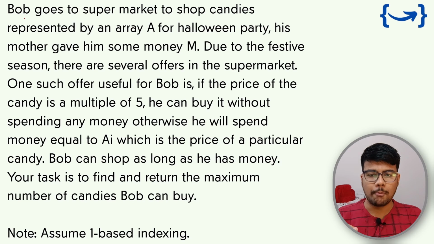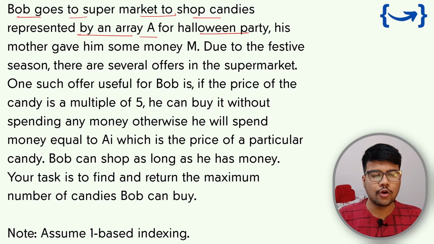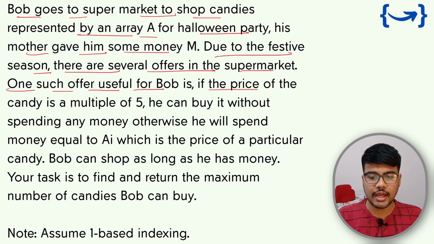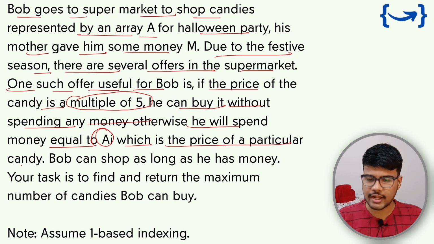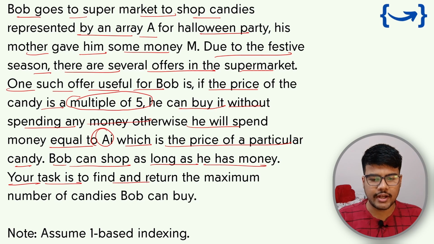Now, the second problem is: Bob goes to the supermarket to shop for candies, represented by array A, for a Halloween party. His mother gave him some money M. Due to the festive season, there are several offers in the supermarket. One such offer useful for Bob is: if the price of the candy is a multiple of 5, okay, so this is the first point that we need to check, he can buy it without spending any money. Otherwise, he will spend money equivalent to A[i], which means the element present in the array, which is the price of the particular candy. Fantastic. So Bob can shop as long as he has money. Your task is to find and return the maximum number of candies Bob can buy.